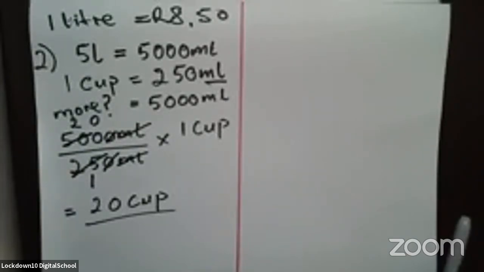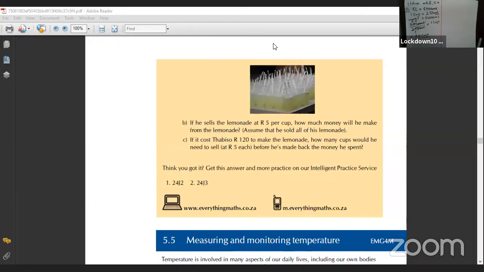He has 40 cups. So these are the cups that Tabiso has to sell. Part B says, if he sells the lemonade at 5 rand per cup, how much money will he make from the lemonade? Assume that he sold all his lemonade.